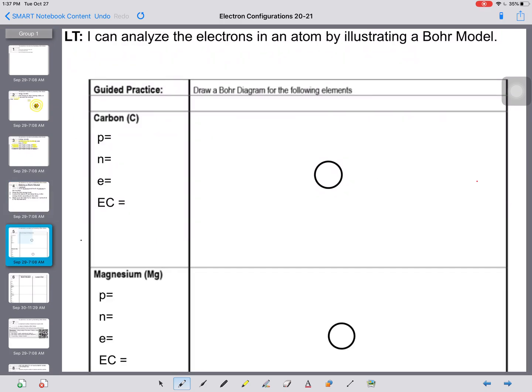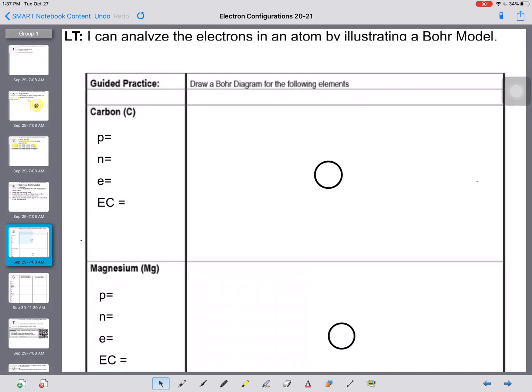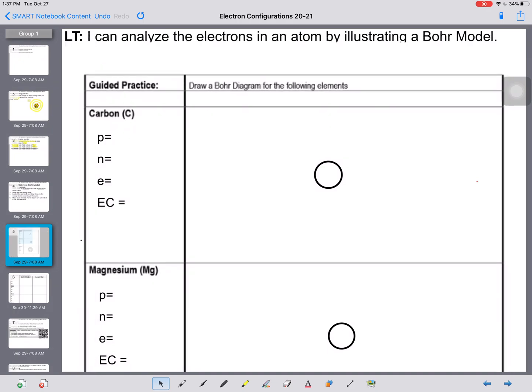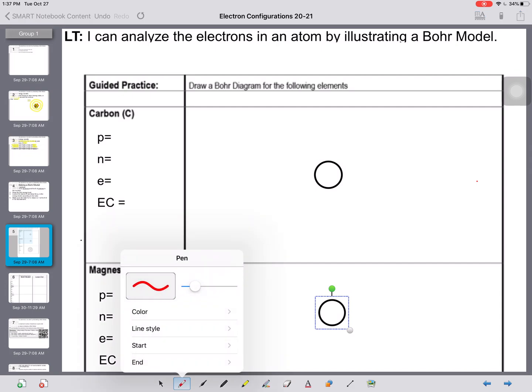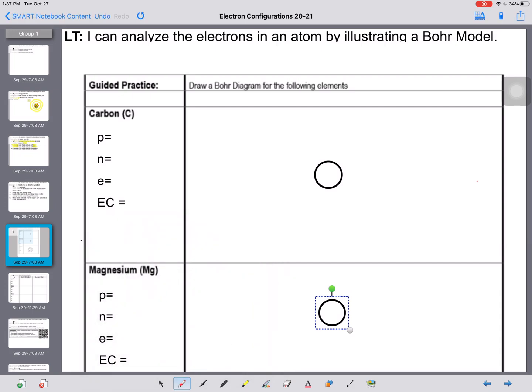Now, anytime we have to identify or draw a Bohr model, I always find it helpful to get down a few pieces of information before you start, okay? So you can see here, we're going to be drawing a Bohr model for carbon and for magnesium, okay? So what's important is to list the number of protons, neutrons, and electrons, and the EC. EC is the electron configuration. That's the number with the hyphens that we learned about the other day.